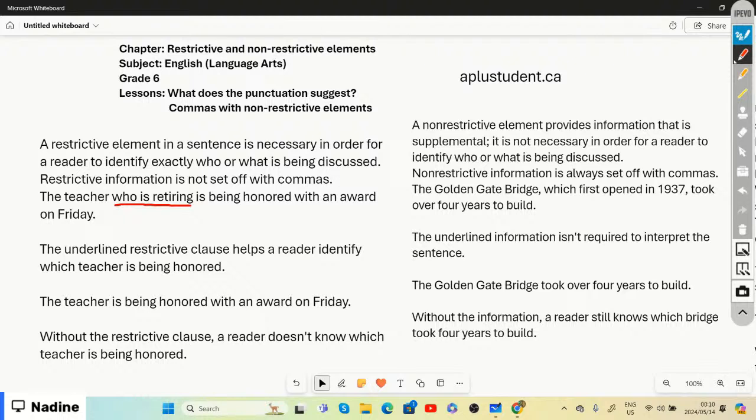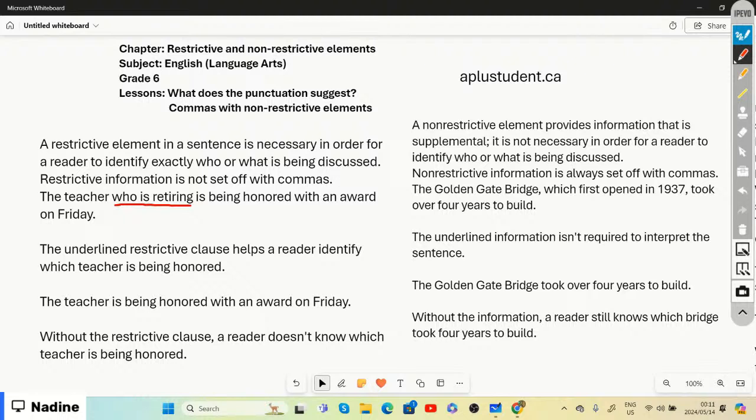So basically, the underlined part, the teacher who is retiring, helps the reader identify the teacher being honored with an award on Friday. Without the restrictive clause, a reader doesn't know which teacher is being honored. If you don't specifically show which teacher is being honored, everybody's just going to go, which teacher is being honored? Is it this one? Is it Mrs. so-and-so? Is it Mr. Whoever? Because we don't specifically know.